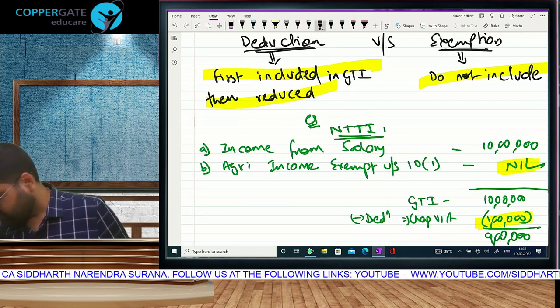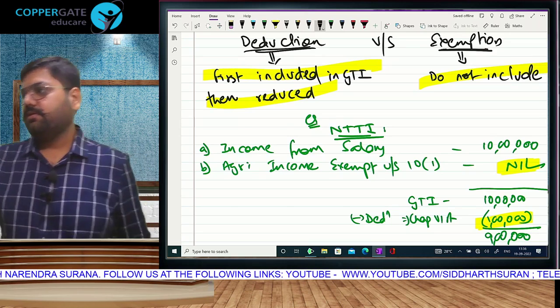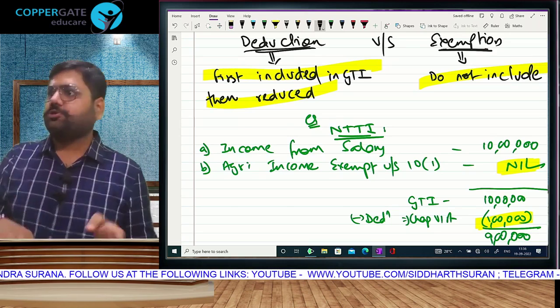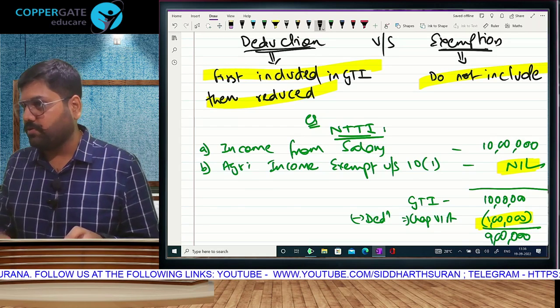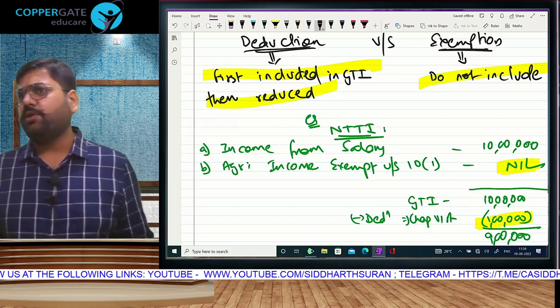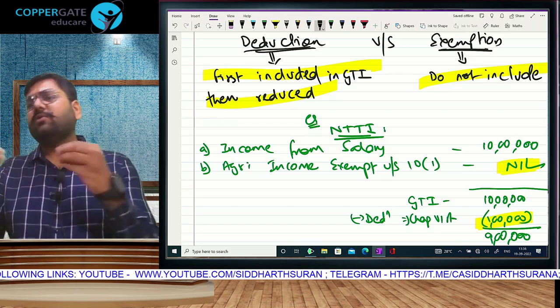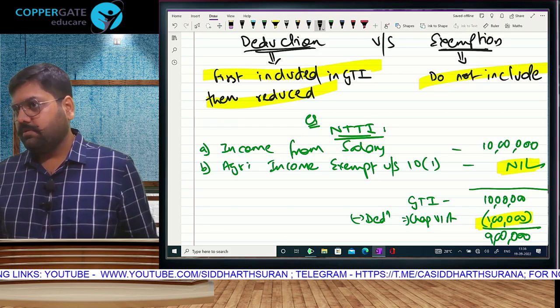Sir, are you free in life? Deduction is also subtracted ultimately, whether we include or we don't. And exemption, we don't include. So by default it is subtracted only because it is not included. Sir, why are you wasting your time and our time?